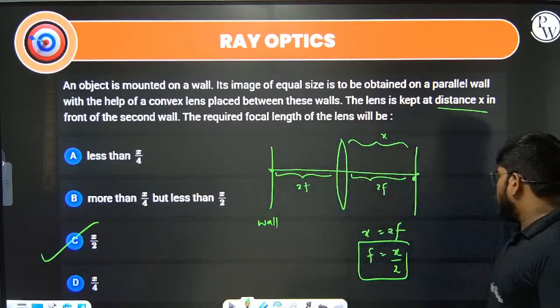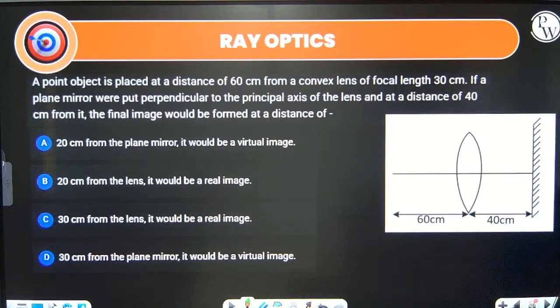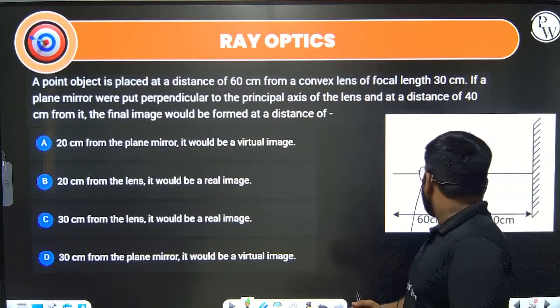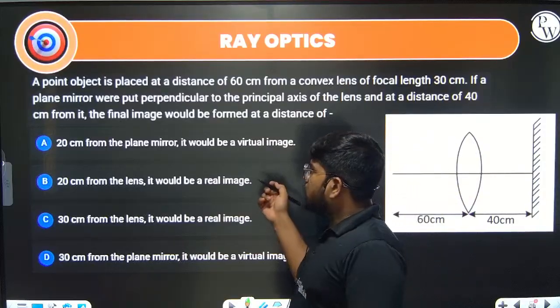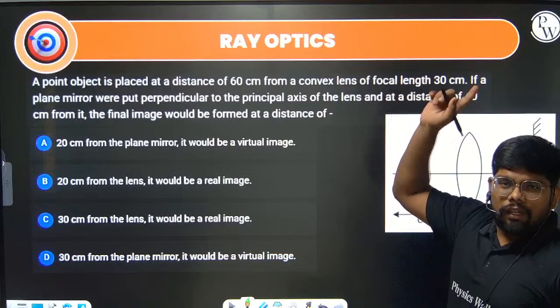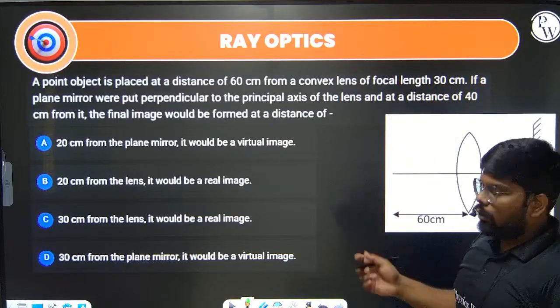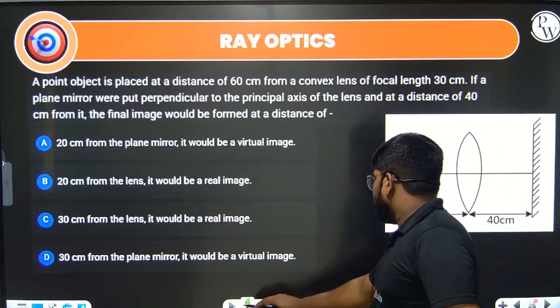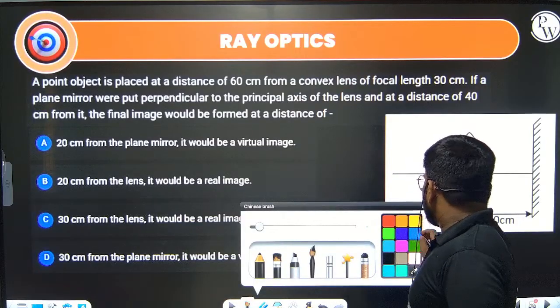Nothing to think about here. Okay, so this is what we are seeing: ray optics, and here lens. Again, the questions on lenses are what they are asking recently. Previously, a little bit earlier, they were asking mirrors more. Now the trend is on the lens. Okay, so let us see this question.